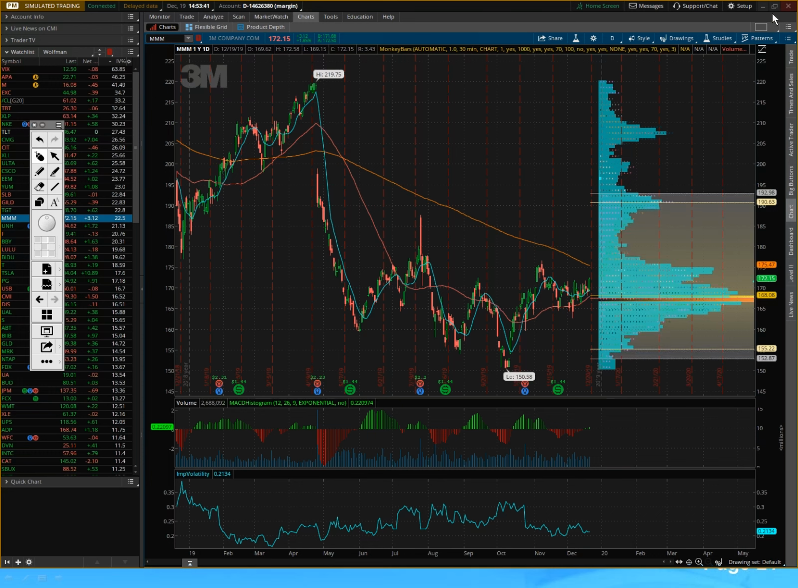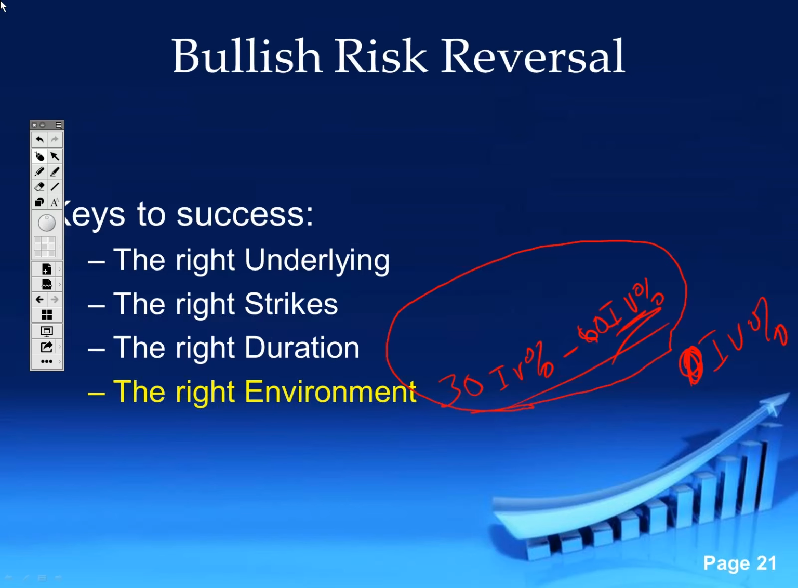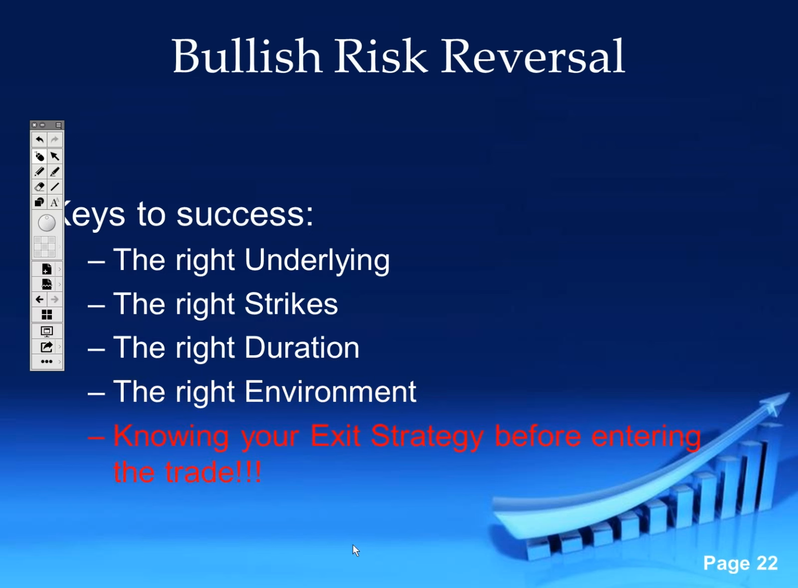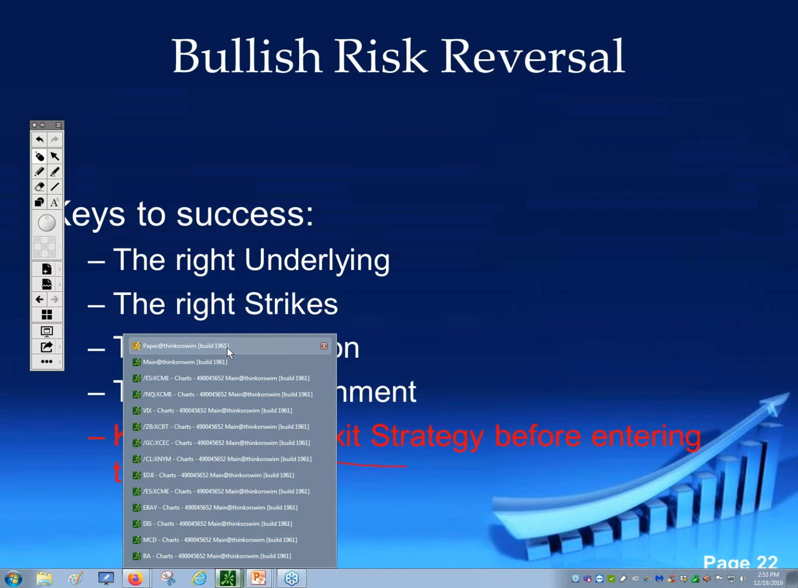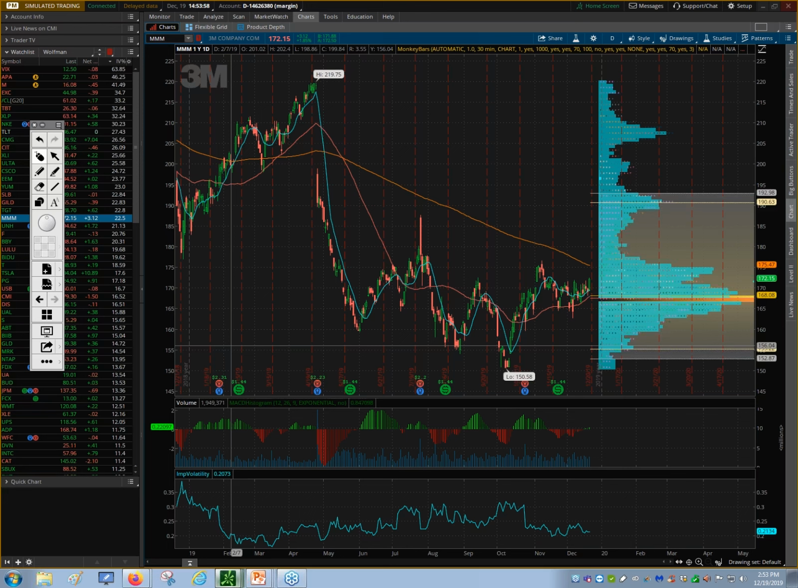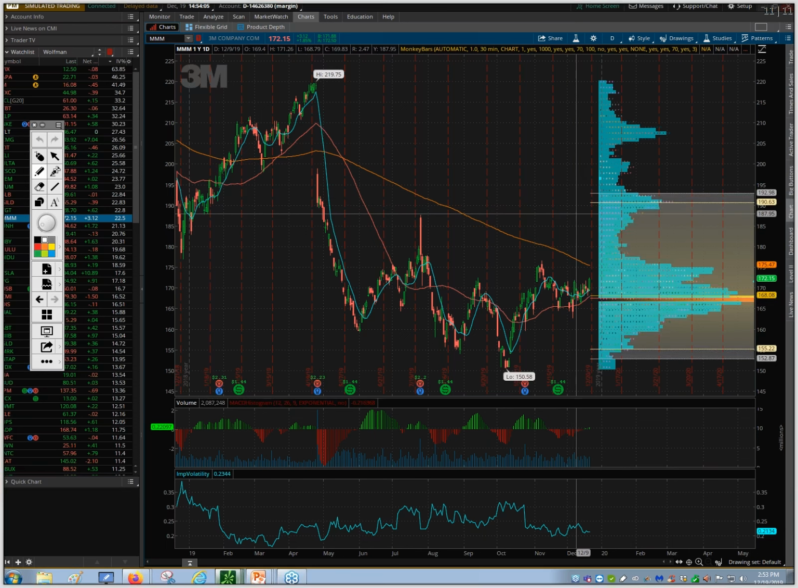All right, and then our exit strategy. Know your ins and outs. We're going to look at knowing our exit strategy before we even get into this trade. Everybody's risk parameters are different, but what I like to do is, if I was bullish in this, I would have a profit target of saying, I think 3M is going to go to here, let's say, for lack of anything else. But if it breaks this area, I'm going to get out.